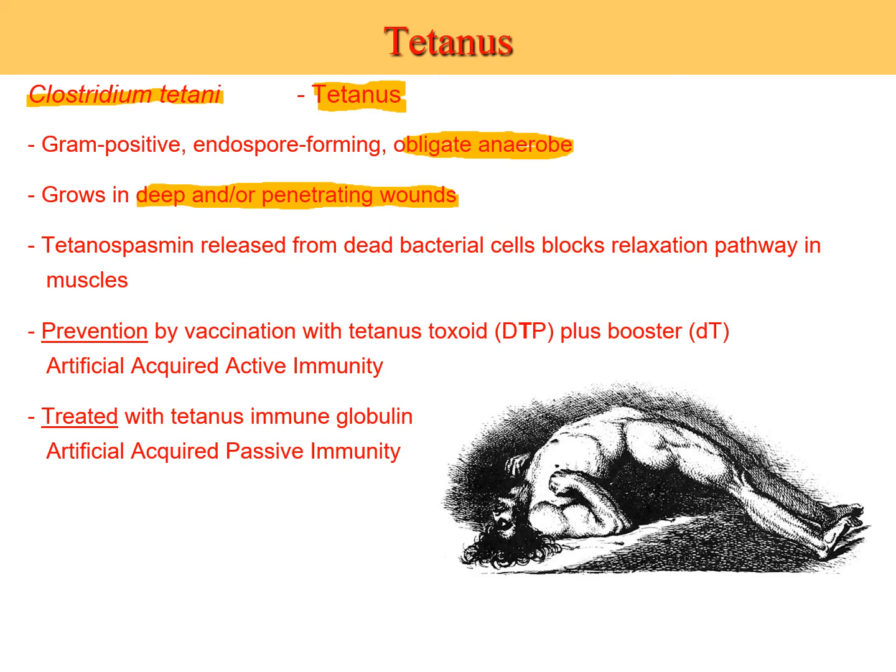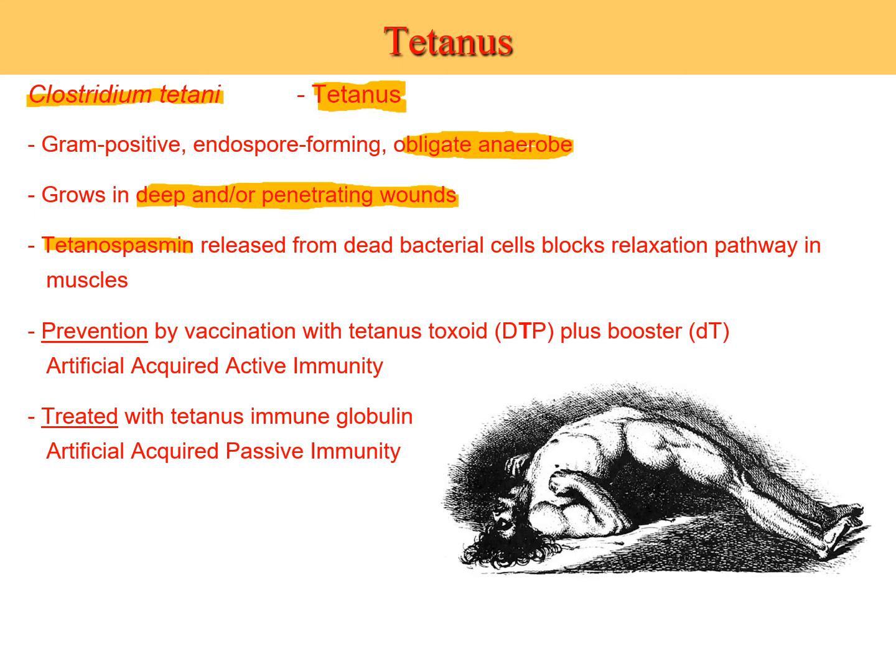The problem is the toxin released by these, called tetanospasmin, which is released from dead bacterial cells. It will block relaxation at the neuromuscular junction, or relaxation response in muscle, and so as the muscle contracts, it remains contracted.